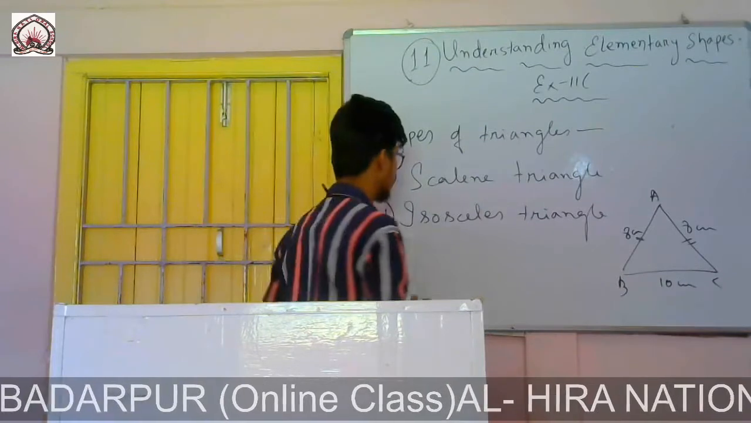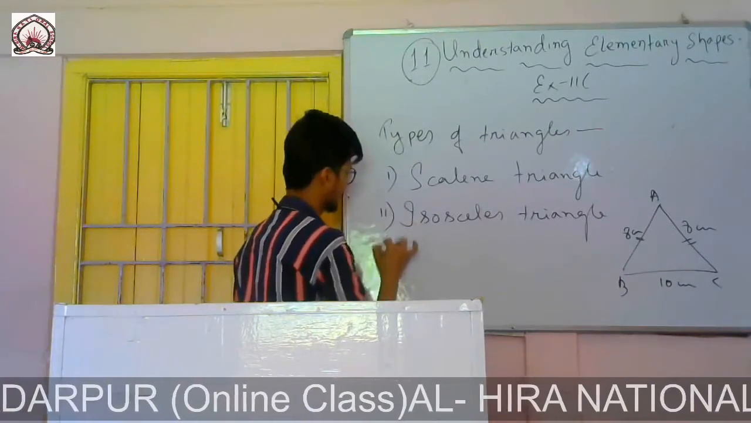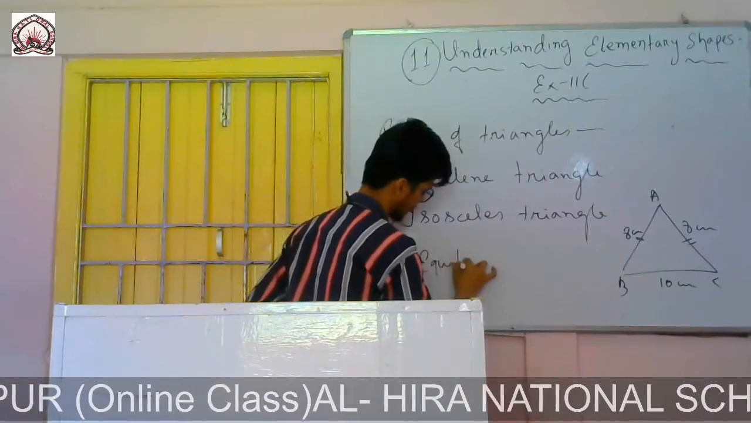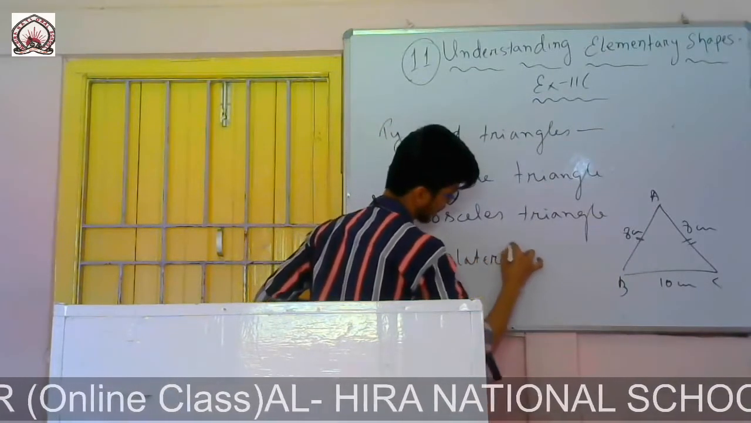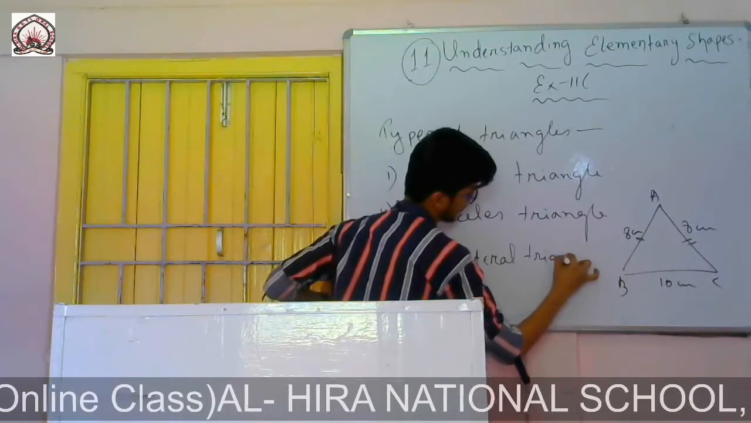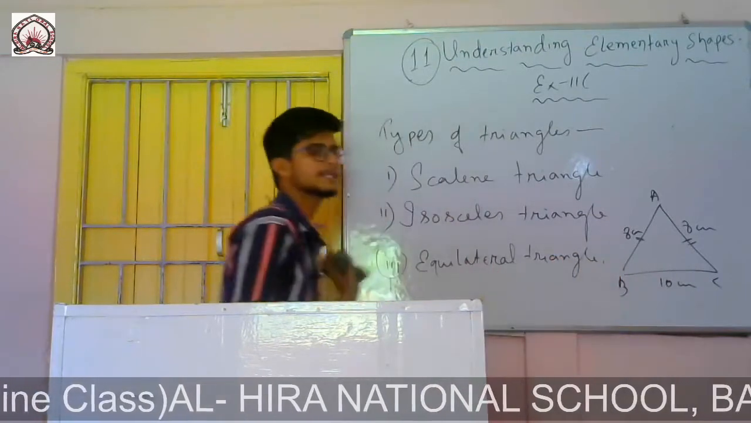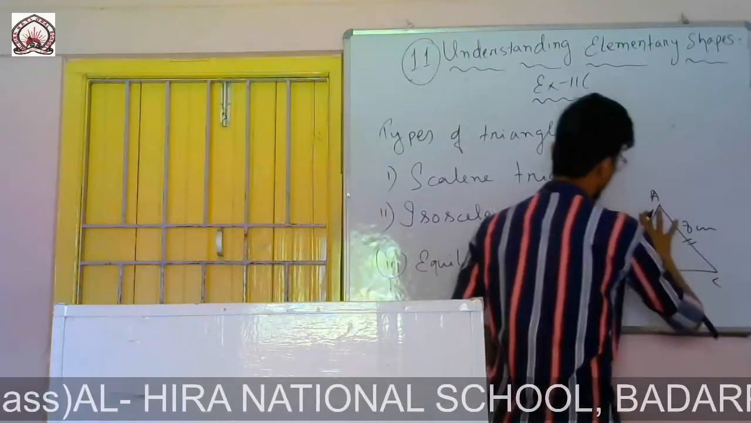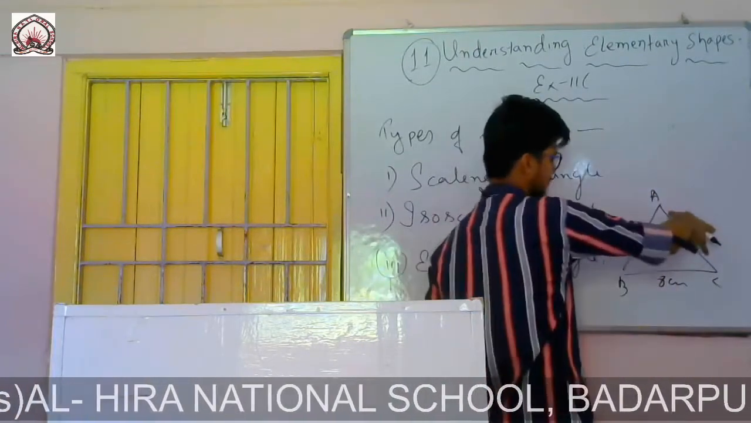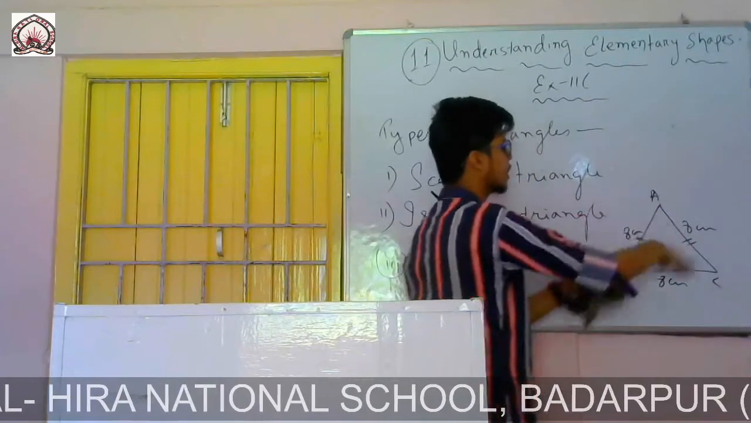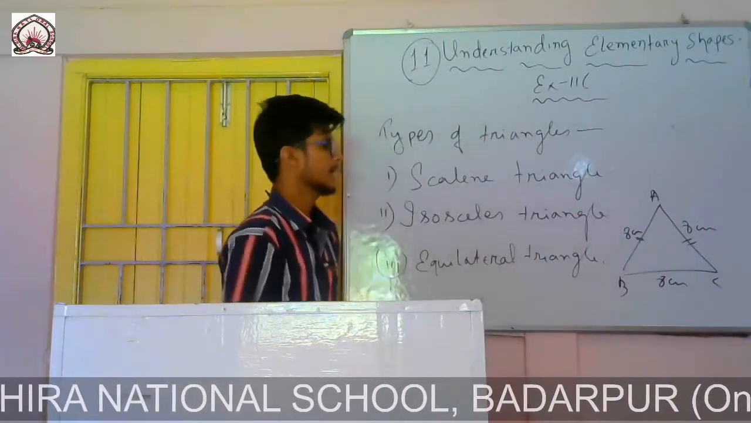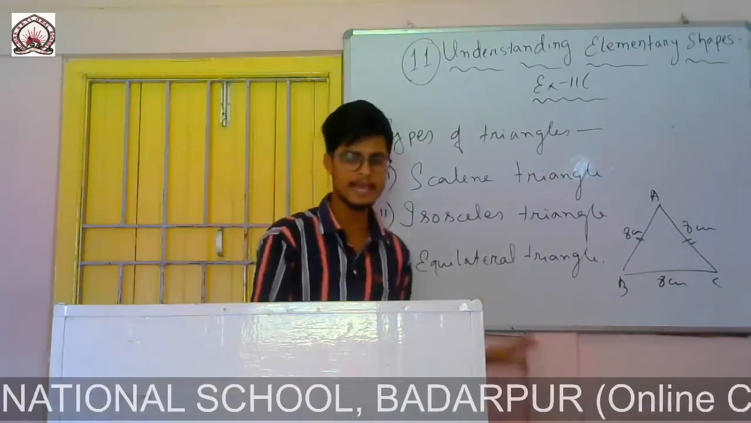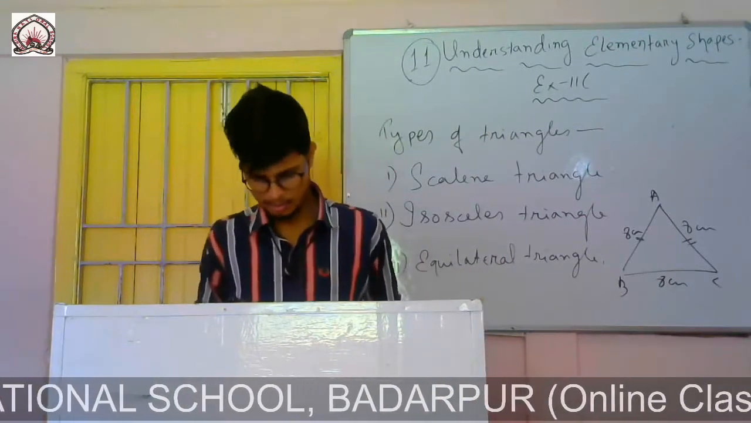If two sides are equal in a triangle, then we can say it is isosceles. The last one is the equilateral triangle. A triangle is equilateral if all the three sides are equal. If side AB is also 8 centimeter, AC is also 8, and BC is also 8, that means all the three sides are equal. If all the three sides of a triangle are equal, then we can say it is an equilateral triangle.